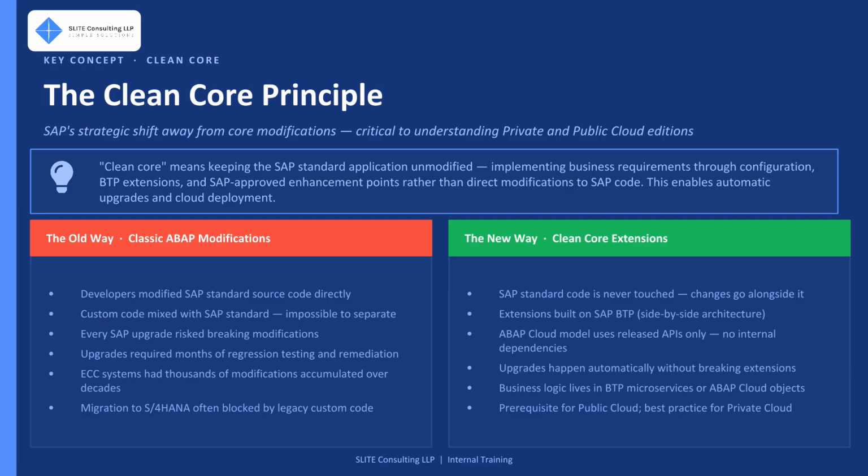Tie this back to the editions. Clean Core is exactly what makes public cloud's quarterly upgrades and private cloud's managed upgrades possible. Recall from the public cloud discussion that custom code is not permitted inside the system and extensions must be built on BTP. That is Clean Core in practice. Moving to cloud requires it. It is the price of cloud adoption, not an optional best practice.